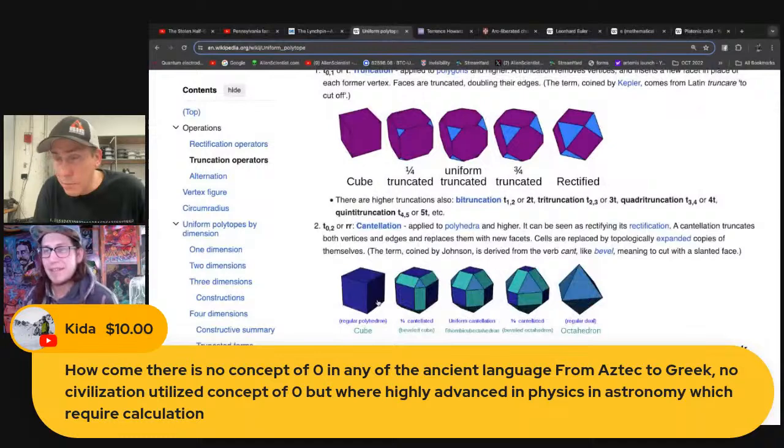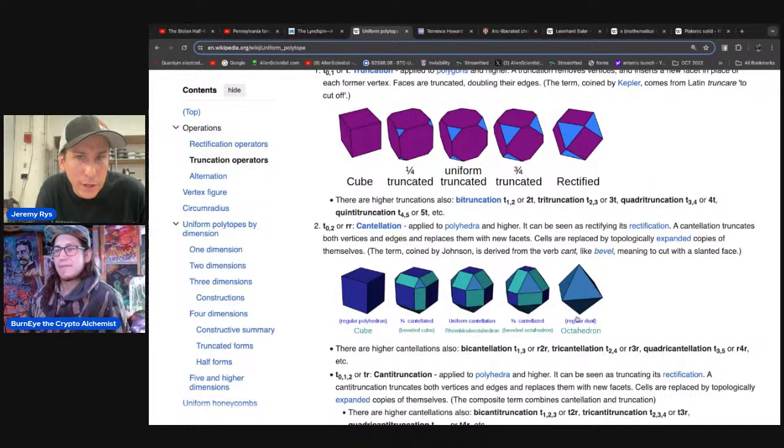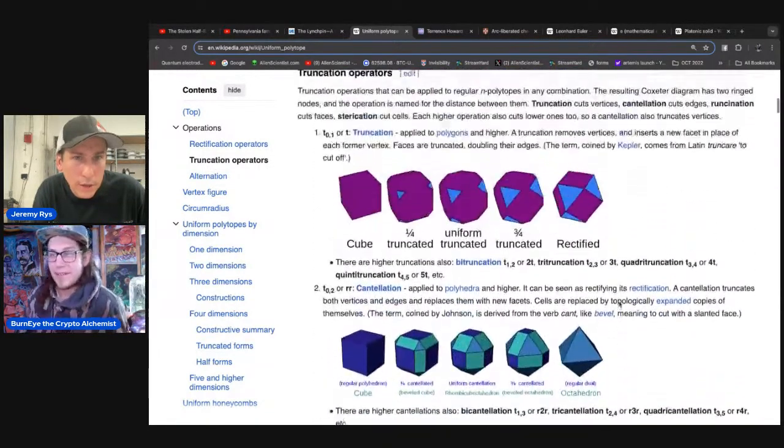This is what I was talking about with the truncation. Here's the cube. There's a quarter way truncated, halfway truncated, 3/4 of the way truncated, and then fully truncated. It becomes the octahedron. Isn't that cool?